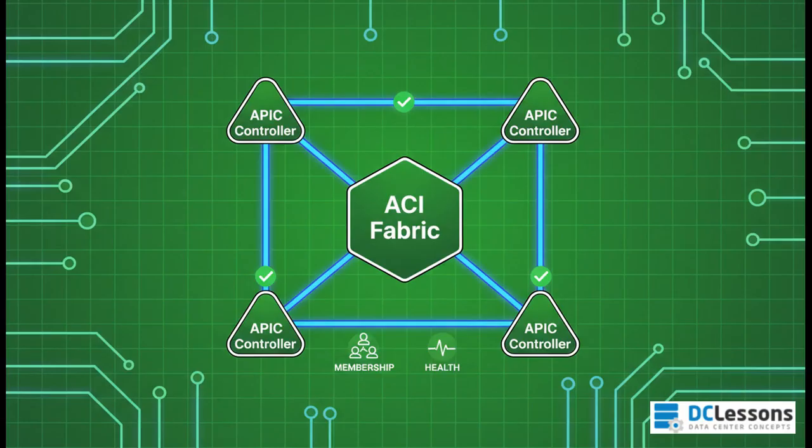Now, this is the output from an acidiag avread. I know, at first glance it looks like a wall of text. But trust me, there is a gold mine of information in here about the health of your APIC cluster itself. This command is how you confirm that every single controller agrees on the fabric's membership and health. Let's break down the most important parts.